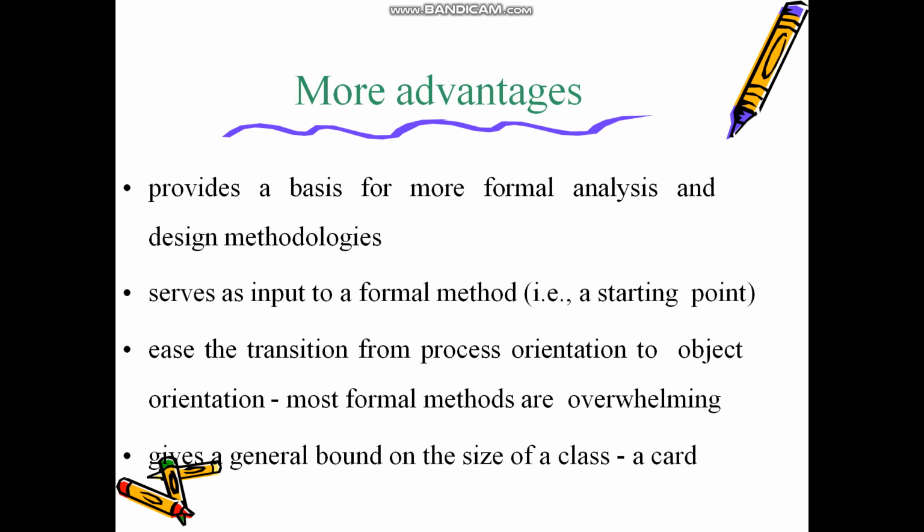It uses a general bound on the size of the class on the card. It is a transition from process orientation to object orientation. Most formal methods overlap. It is a brainstorming method.